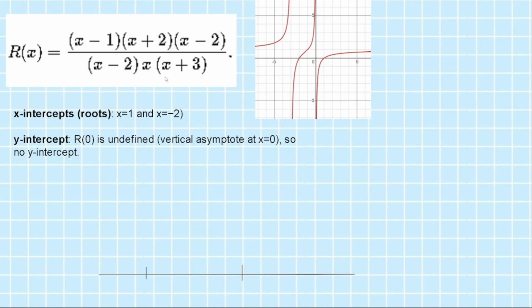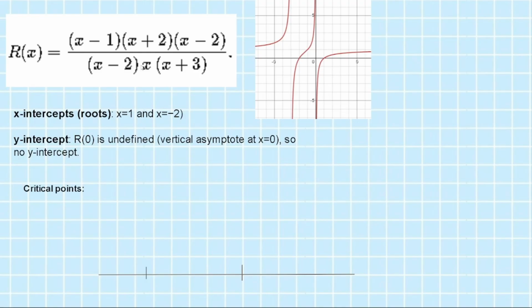The roots, or the x-intercepts, are x equals 1 and x equals minus 2. Remember, we cancel out the 2, and we just look at the numerator for that. And then there is no y-intercept, since from the denominator, we have x equals 0, so no point actually touches the y-axis.